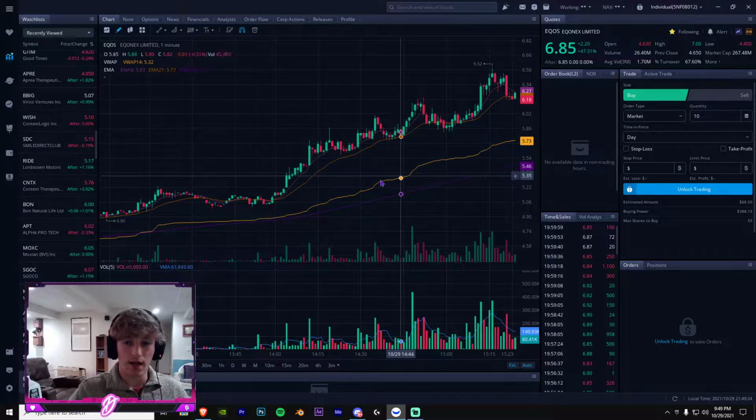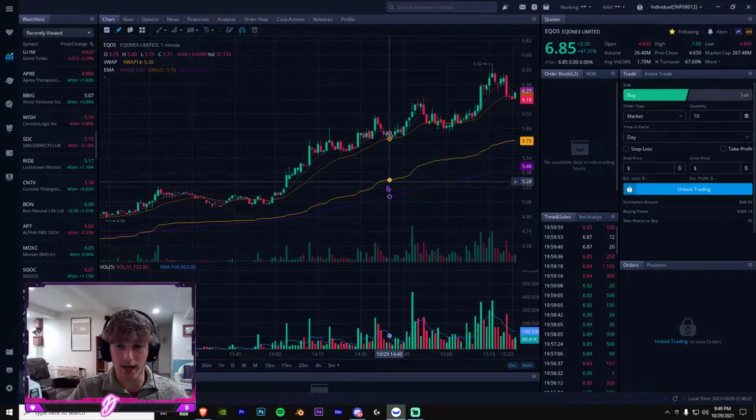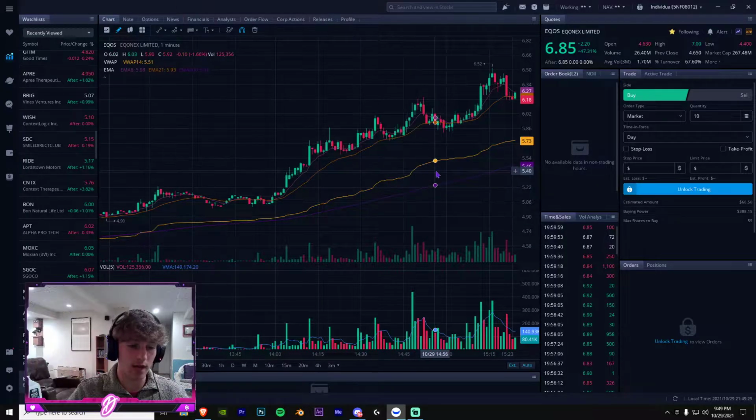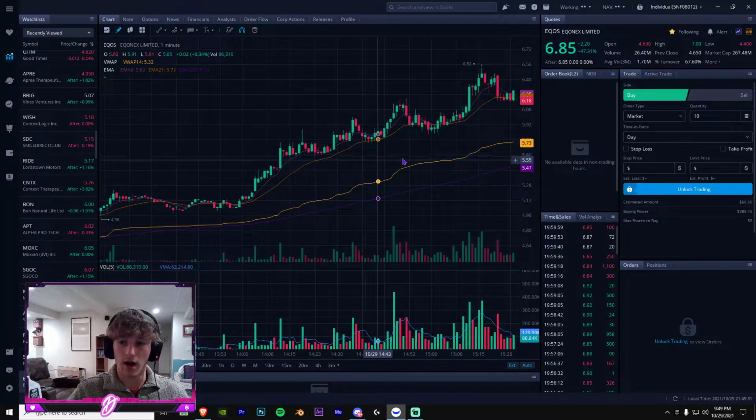And mostly I use market orders during the day because during the day there's a lot of volume. The stocks move pretty quickly. So that is when I use a market order.